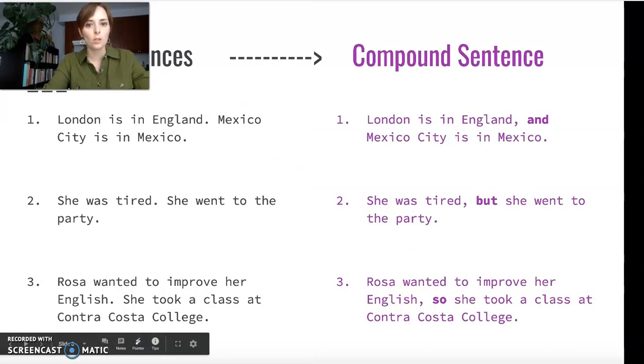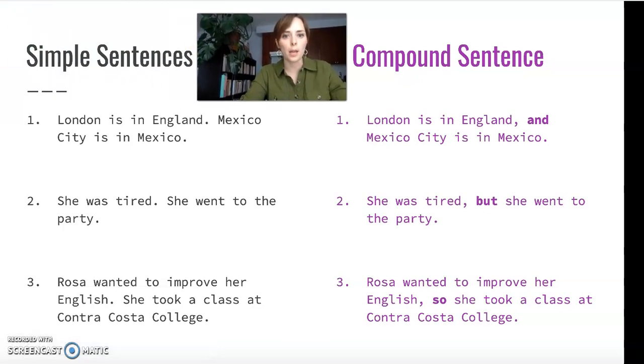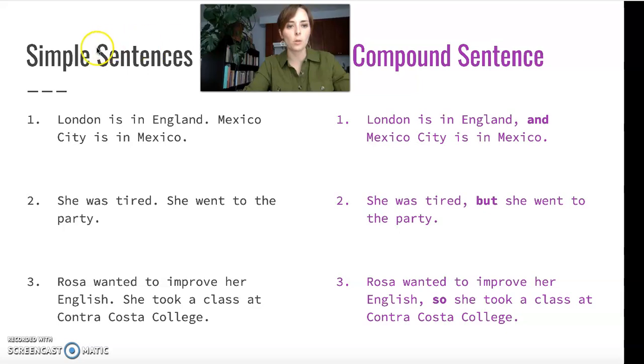Okay, so as you saw, I had a little arrow here, but I moved myself in the middle. So these are simple sentences here, and we're turning them into compound sentences. So here we have one and two simple sentences. Each sentence is an independent clause. So we just looked at this before on the previous page.